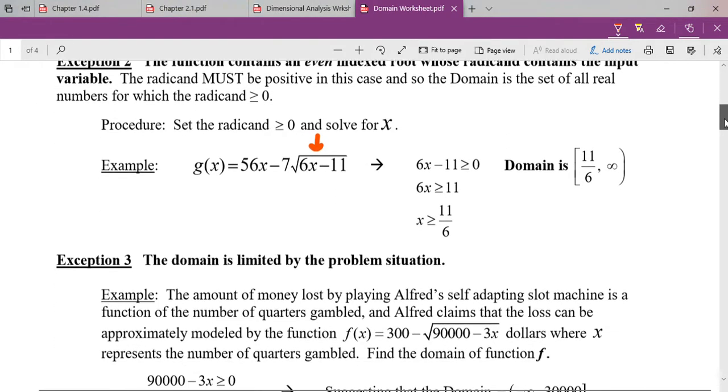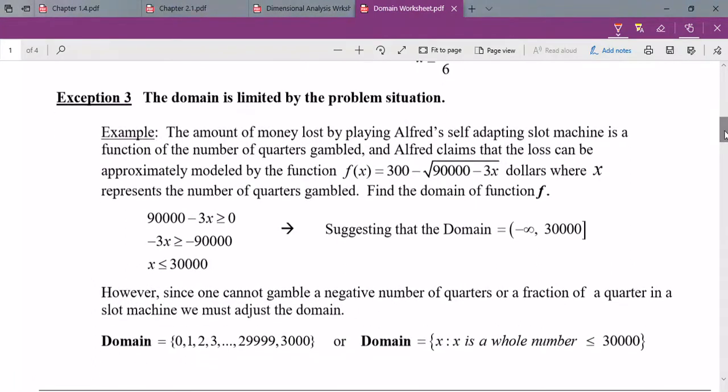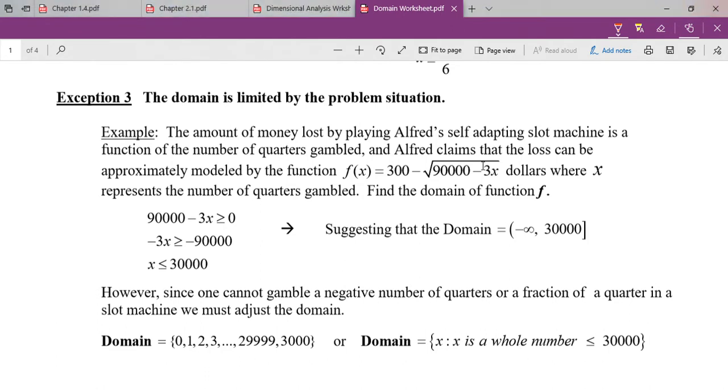Okay. Now, exception 3 says the domain is limited by the problem situation. Sometimes you have a lot of word problems, and you need to read through those word problems to make sure the problem itself isn't limiting the actual domain. So in this example, it says the amount of money lost by playing Alfred's self-adapting slot machine is a function of the number of quarters gambled.